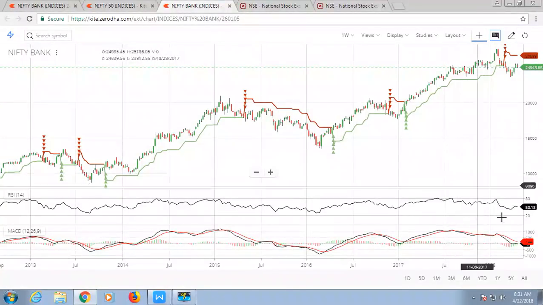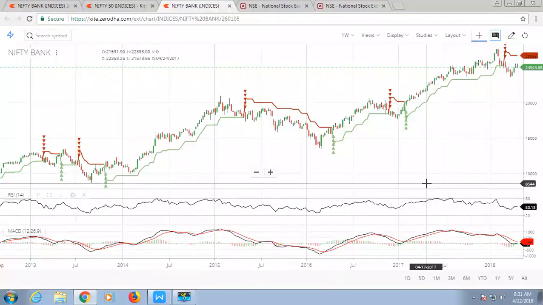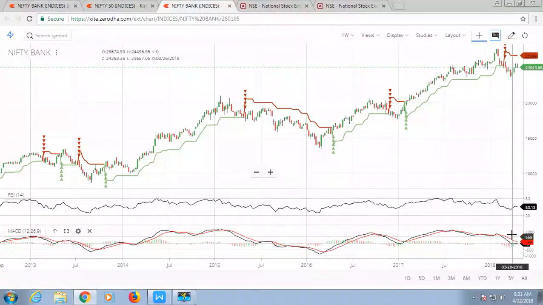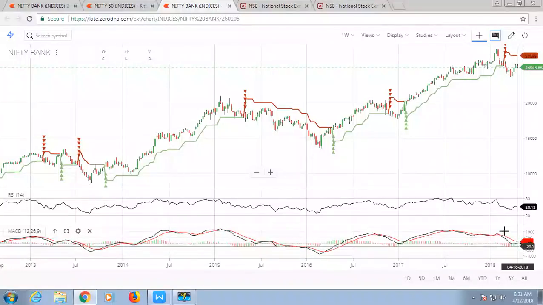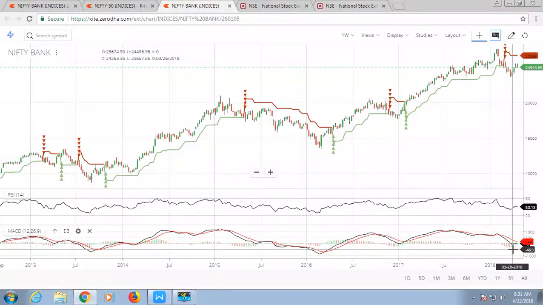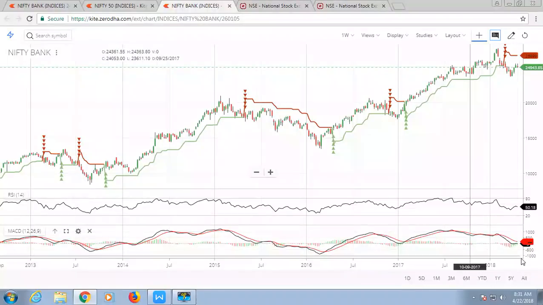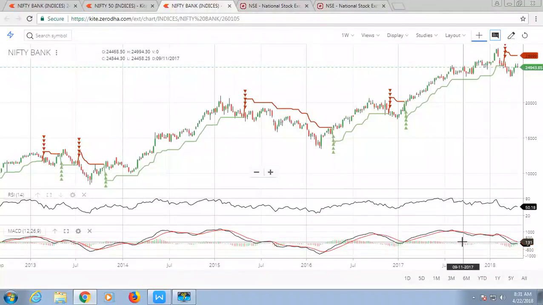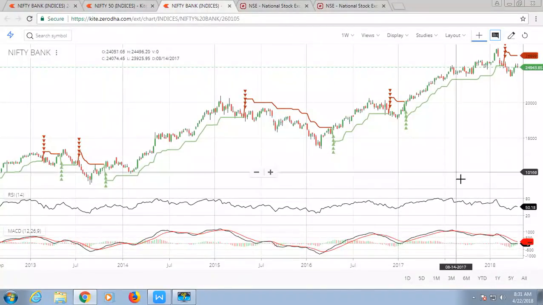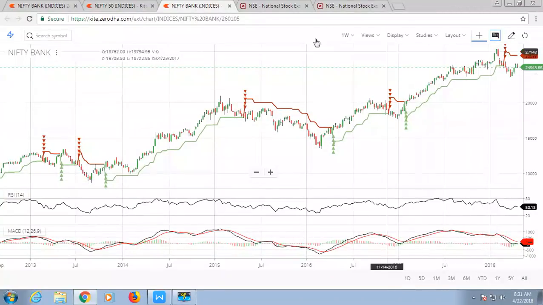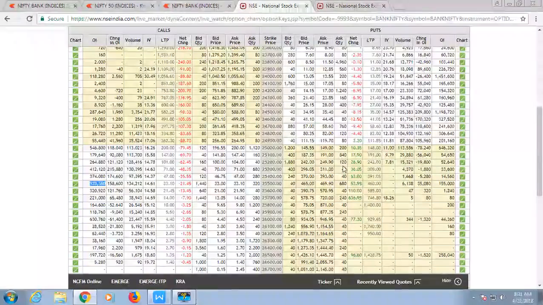If we check this RSI, which is at 50, again neutral, and if you check this MACD line, it is below the signal line, so we can say it is showing a bearish trend on the weekly chart. So this is all about the Bank Nifty. Now time to check the options for the Bank Nifty.